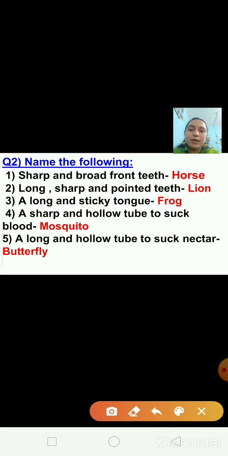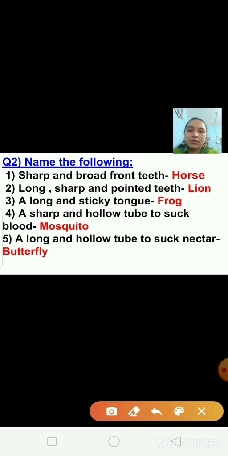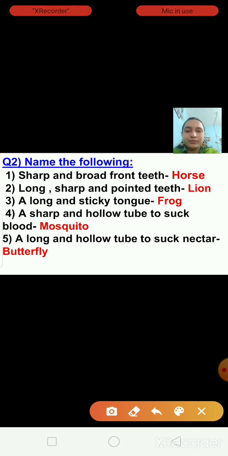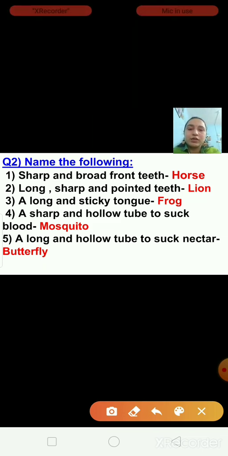Question number 4. A sharp and hollow tube to suck blood. So, here the right answer is mosquito. Butterfly also has a hollow tube, but it sucks the nectar, and mosquito sucks the blood. So the right answer is mosquito.